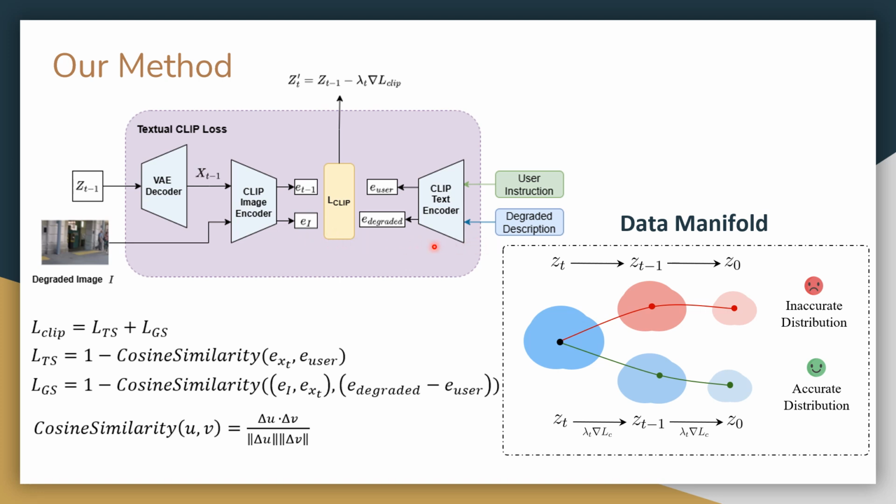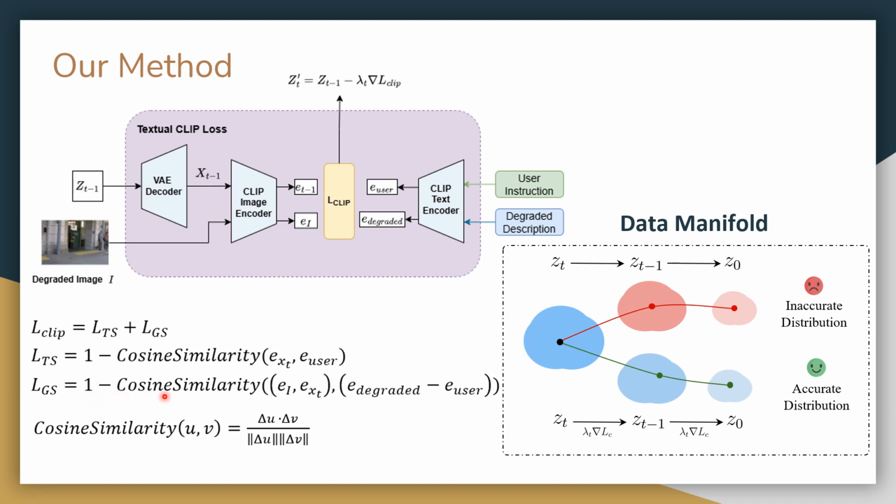which is the user's instructions. To achieve this, we calculate the CLIP similarity between x_{t-1} and the user's instructions. This is called the target similarity loss. This effectively provides the guidance to refine the data representation.